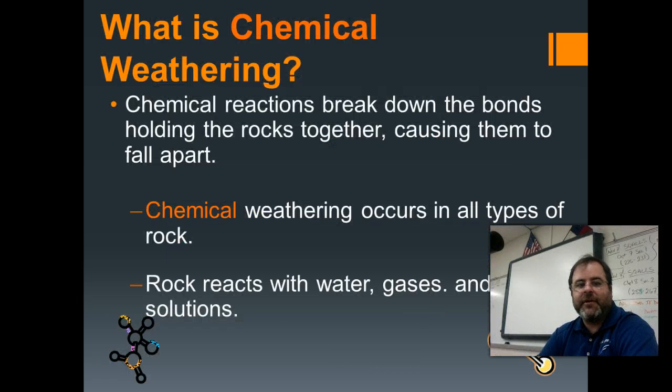So chemical weathering. Chemical is a reaction that breaks down the rock, actually the bonds of the rock. So pretty much it kind of is dissolving the rock, and when it dissolves the rock has no longer its integrity to hold together, and it just falls apart. The rock can react with water and some gases and solutions.